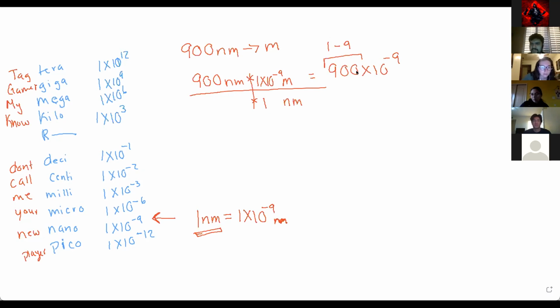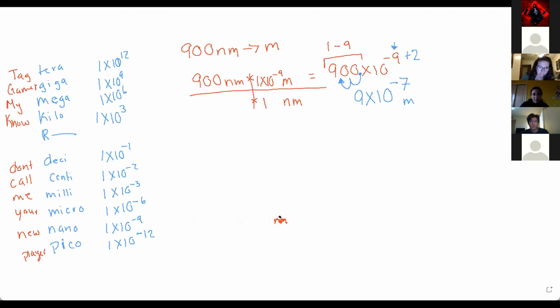Move it over so you get a single digit in front of the decimal. Yes, exactly. So we're going to move this over twice to get that 9. Because we moved it over twice, we're also going to have to change this guy. Essentially, it's like you're adding 2 because I moved the decimal over twice. So my final answer will be 9 times 10 to the negative 7 meters. Cool. Okay.